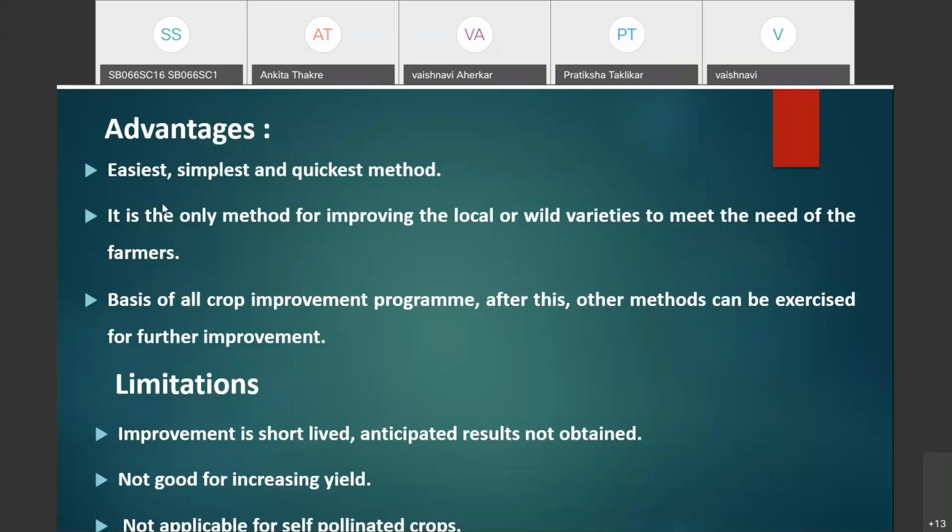Okay, now we are moving to discuss the limitations of the mass selection. Limitations, or in other words the disadvantages, or the demerits of this method. The first limitation of this method is that the improvement which is procured in the variety is short lived, and the anticipated results are not obtained.